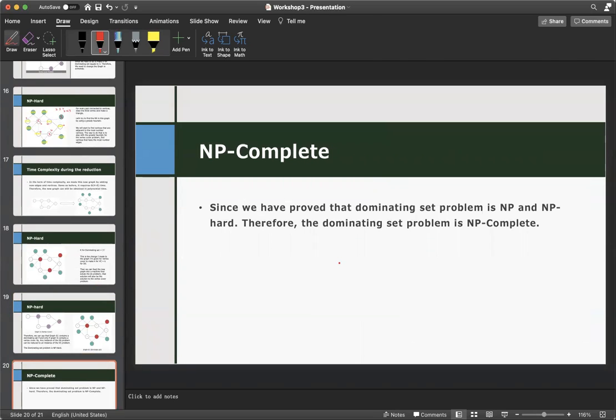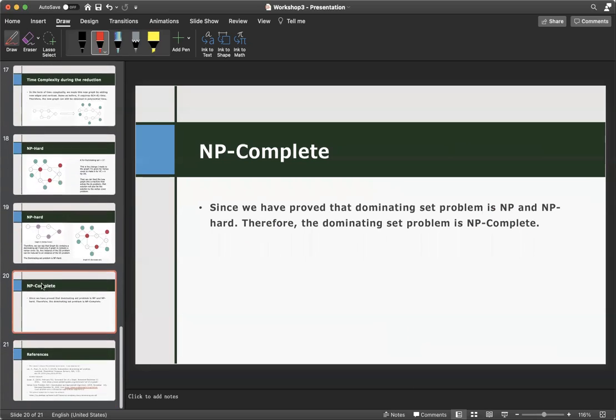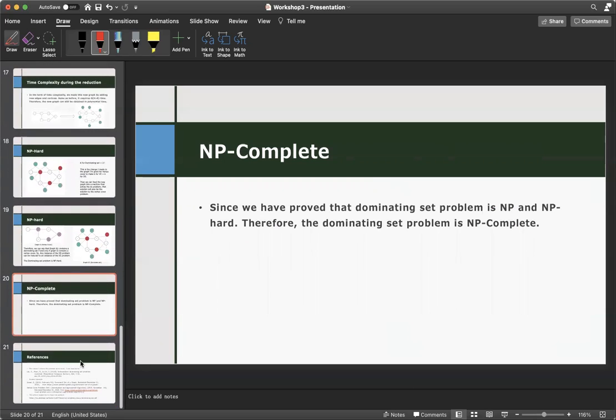In conclusion, since we have proved that the dominating set problem is in NP and is NP-hard, therefore the dominating set problem is NP-complete. We have proved every required component. It is in NP and it is NP-hard, so it is NP-complete. All right, so I think that's it.